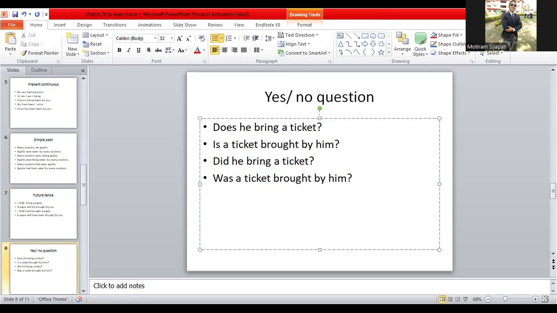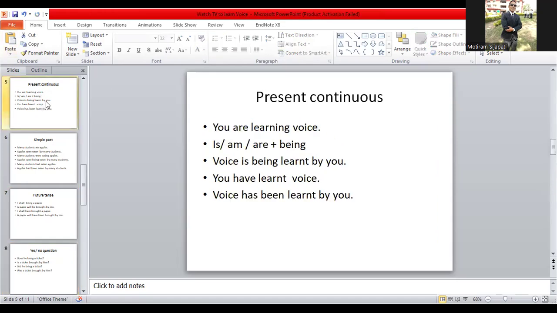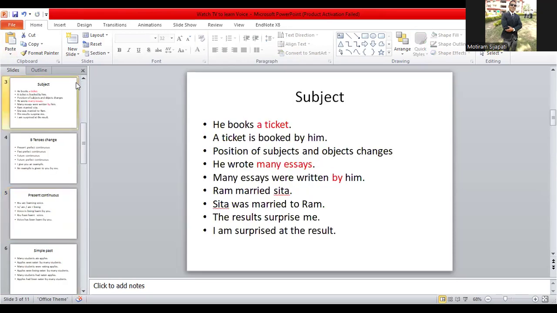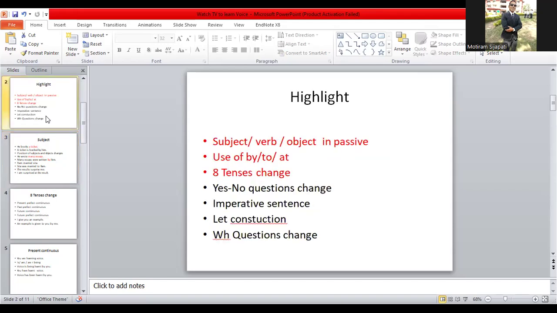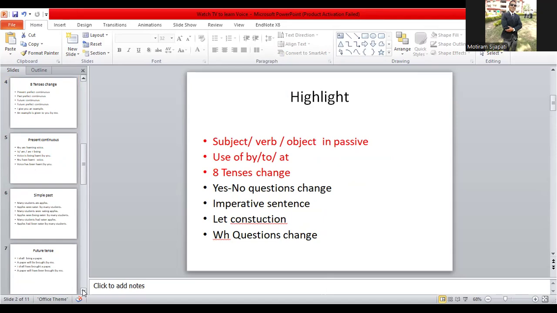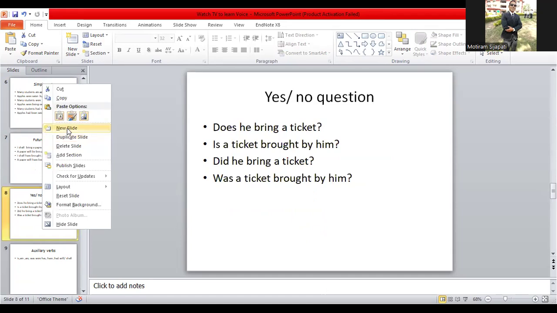So, I gave you an example of a yes/no question. After the yes/no question, I'll talk about the next structure. The next structure is the imperative sentence. Okay, what does an imperative sentence talk about? Order, suggestion.